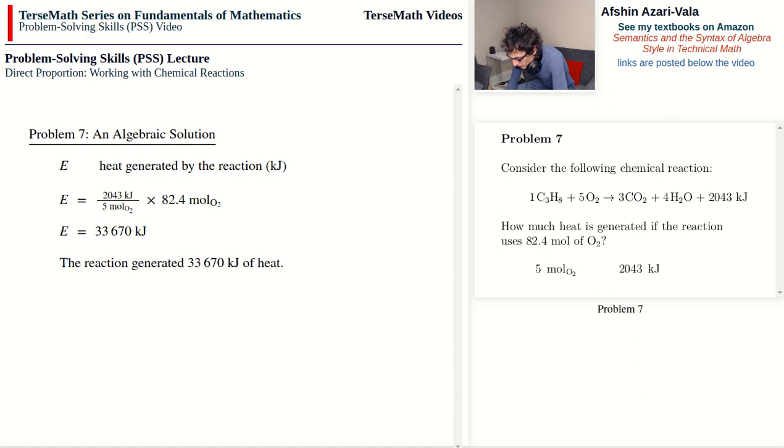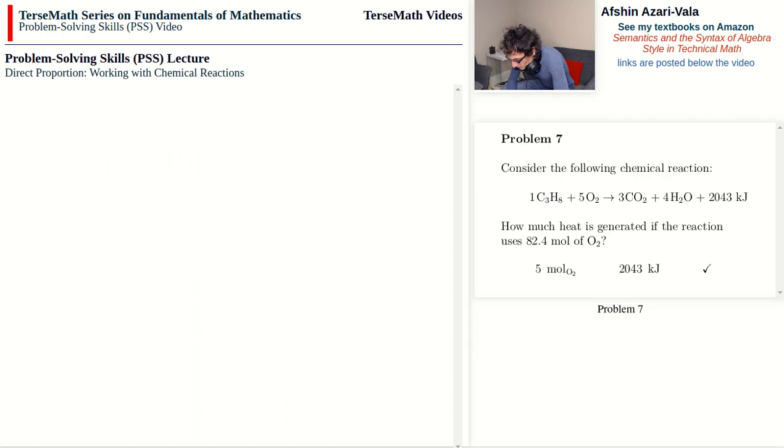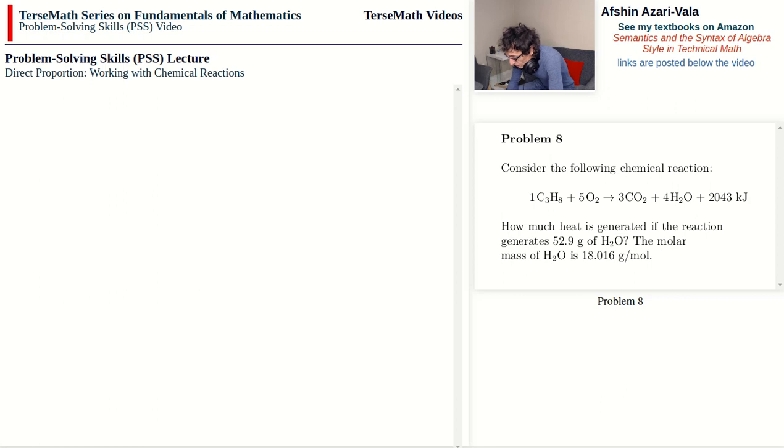Okay, I'll let you work out the logic yourselves. And we move on to the next problem. Problem 8, which is the last one, says for the same reaction that we have been working on, how much heat is generated if the reaction generates 52.9 grams of H2O. The molar mass of H2O is 18.016 grams per mole.